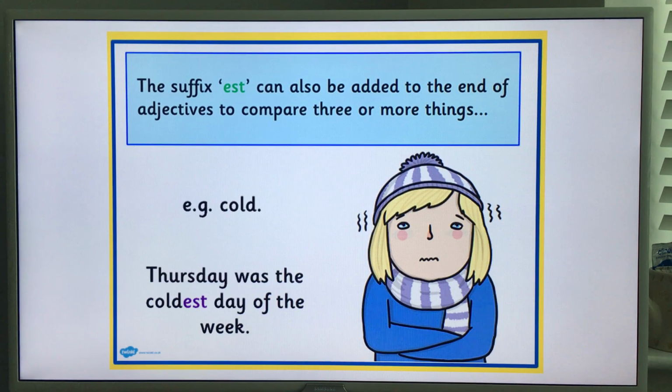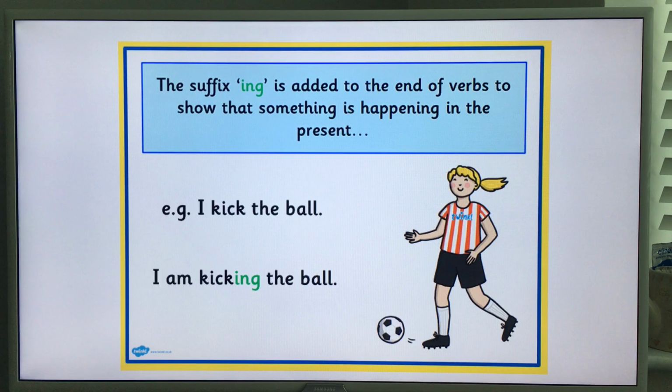And if you have the suffix est on the end of a word, it can also compare three or more things. So for example, if you had the root word cold and you added the suffix est, you would have coldest. And you could say Thursday was the coldest day of the week. Now I've just really quickly gone through these four suffixes.